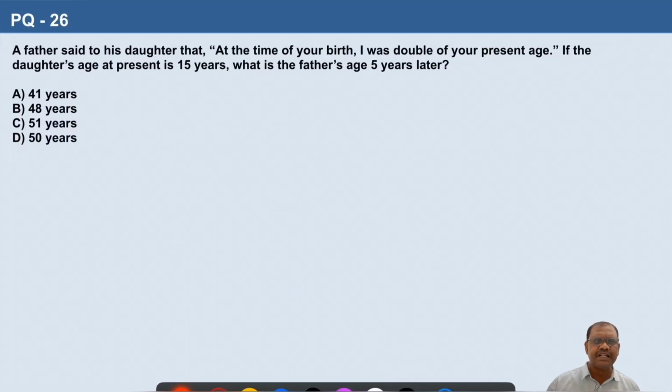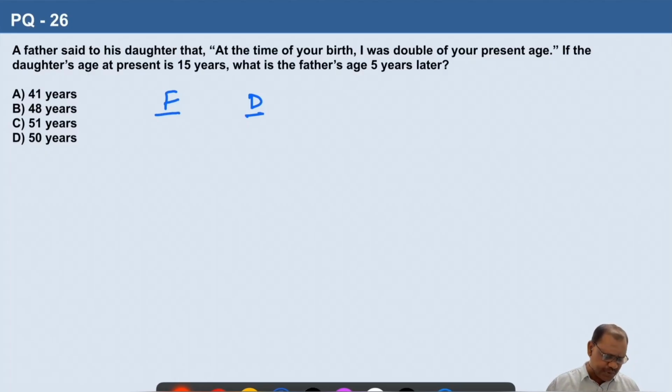Question number 26. A father said to his daughter that at the time of your birth, I was double your age. I was double your present age. If the daughter's age at present is 15 years, what is the father's age 5 years later? So, let us write here father and daughter.